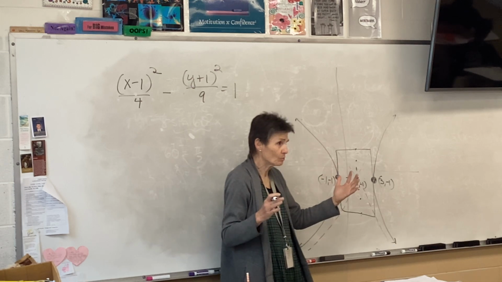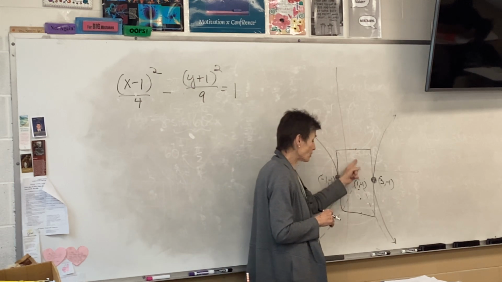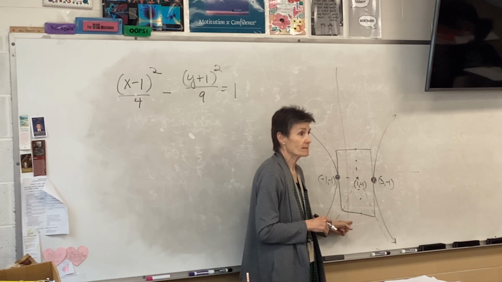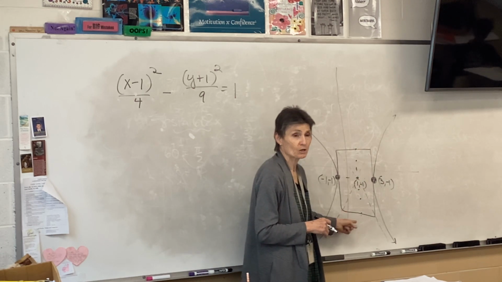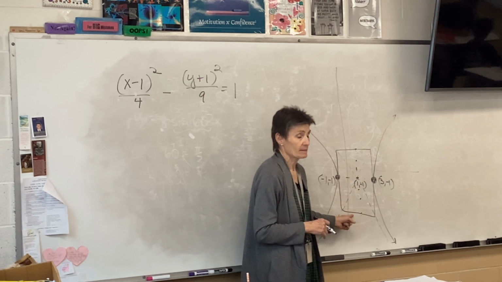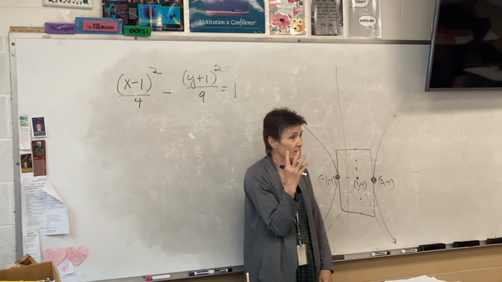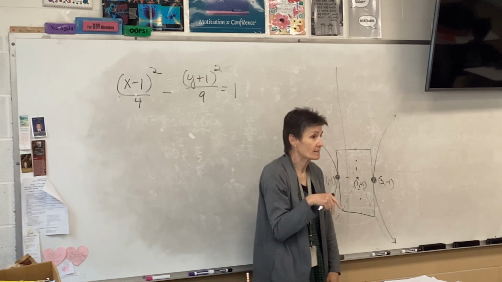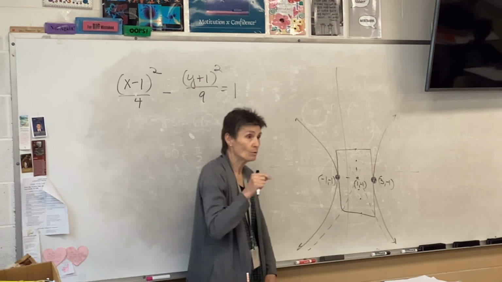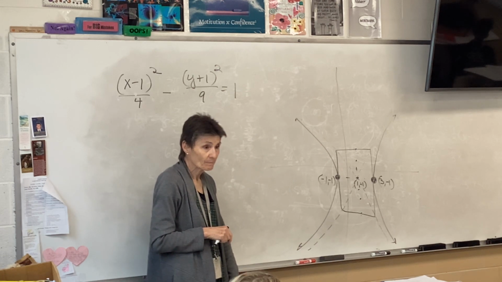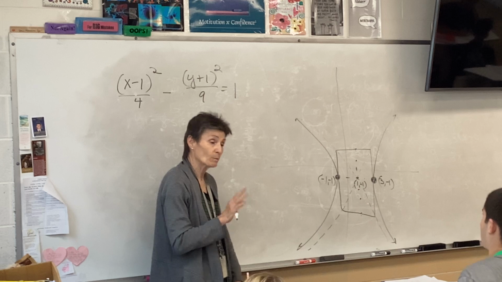This is called the what? Conjugate axis. And how long is the conjugate axis? 6. So my transverse axis is 4. My conjugate axis is 6. Those are numbers you will write down in the answer blanks. So there's no directrix or anything like that? There are, but we're not finding it.